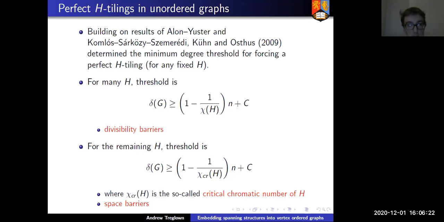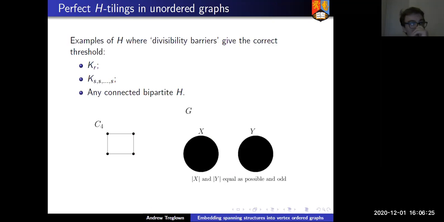Okay, so let me give you some examples of what's going on here. So some examples of where divisibility barriers, so divisibility extremal examples, give the correct threshold. Well, we saw for cliques already, the Hajnal-Szemerédi theorem told us that 1 minus 1 over the chromatic number of a clique times n is the correct minimum degree threshold. Similarly, if you took blown up copies of that, so your H is a K_{s,s,...,s}, again, you can easily see the same extremal example works. But you get other types of divisibility barrier as well.